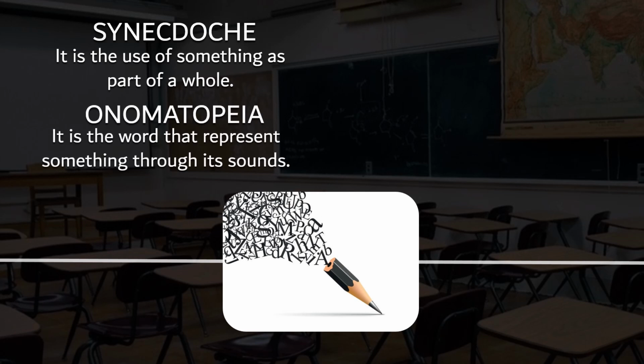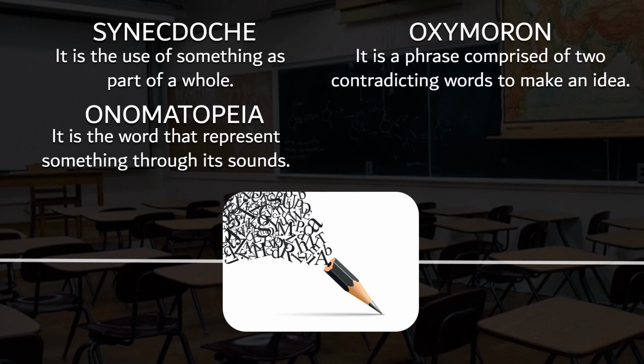Onomatopoeia. It is the word that represents something through its sounds. Boom, kring, kring. Oxymoron is a phrase comprised of 2 contradicting words to make an idea. For example, it was seriously funny.